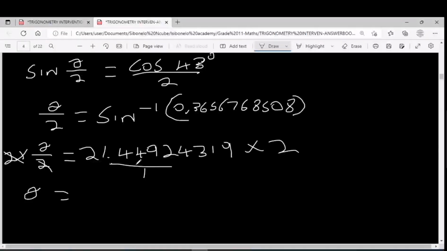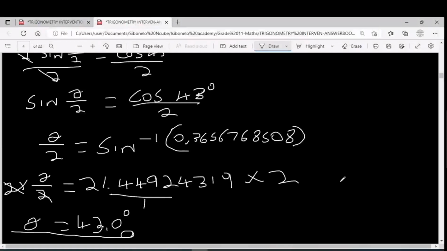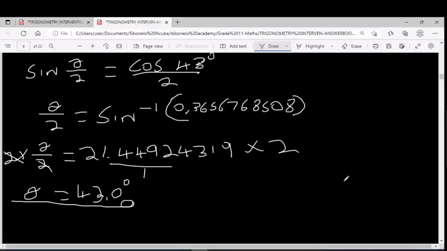So we take 21.44924319 times 2, and that gives us the size of theta. It is about 43.0. We round this final answer to 1 decimal, so theta is 43.0 degrees, not units, because theta is the size of an angle. You understand?